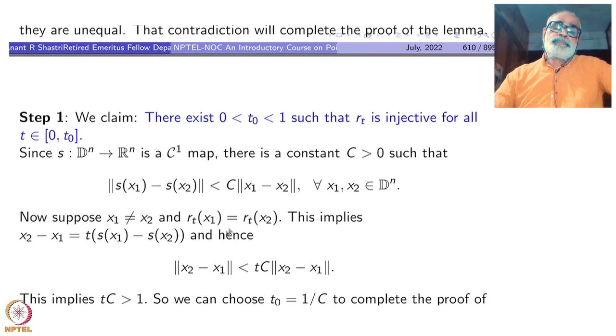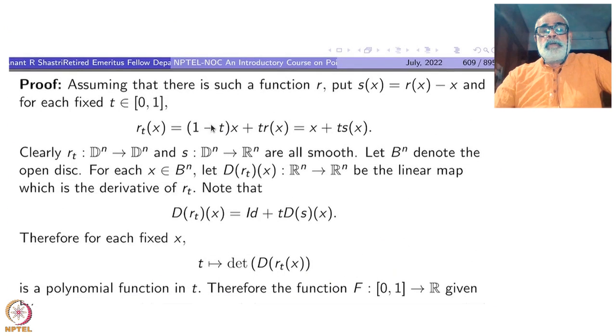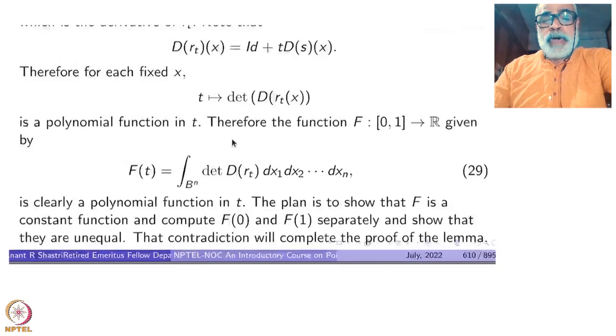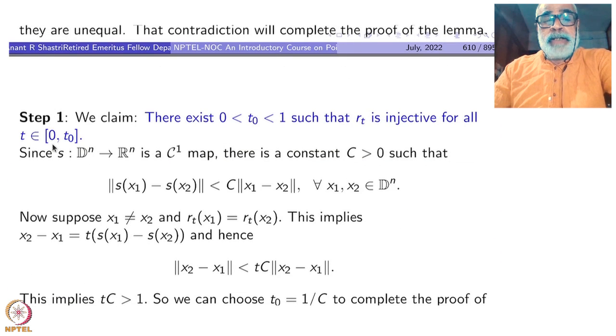So the first claim is that there exists t naught with 0 less than t naught less than 1, such that Rt is injective for all t between 0 and t naught. Look at 0, you have no control. What is R0? R0 is just x. There you are lucky, it is injective. So we now say that there is an interval of positive length here in which Rt is injective.